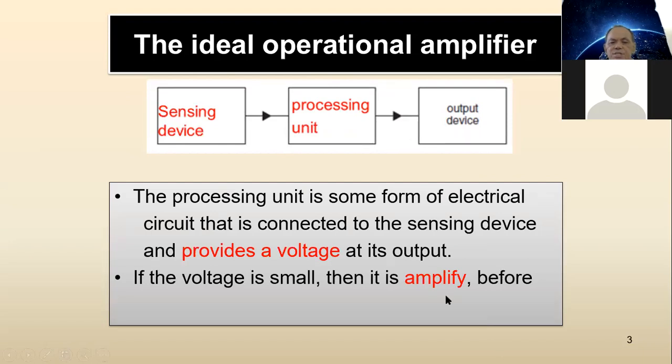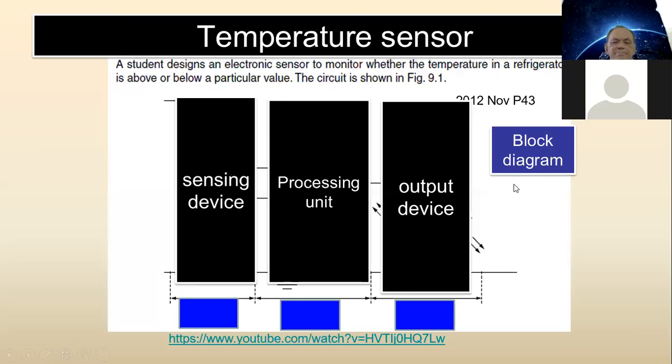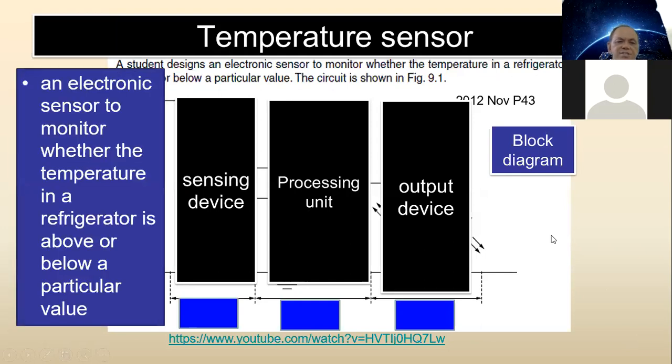Sometimes if the voltage is too small, then we have to amplify it before we send it to the output device. So we use a block diagram, which is easier to summarize what we want: the sensing device as the first stage, the processing unit, and the output device. For example, an electronic sensor to monitor whether the temperature in a refrigerator is above or below a particular value.